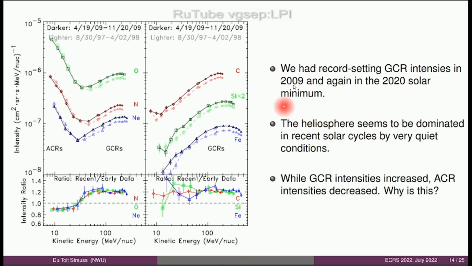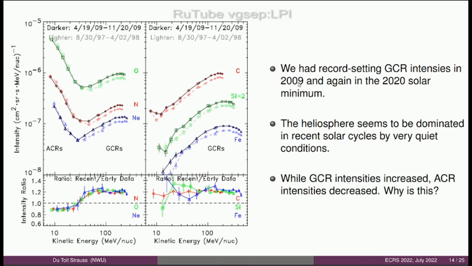So there's the data. The light curves are what we would have expected from the early solar cycles. The filled curves are the recent solar cycles, and you can see there's an excess. You get a ratio of about 20% for the galactic cosmic rays.